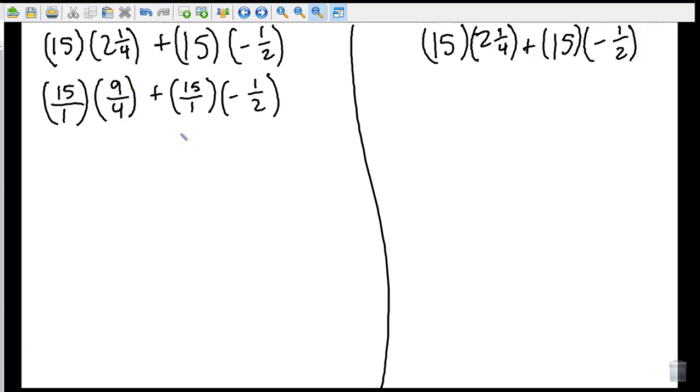15 times 9, 9 times 5 is 45. So I put my 5 here, carry the 4. 9 times 1 is 9, plus 4 would be 13. Okay? Or 15 times 10 is 150, minus 15 is 135. Whichever way you choose to do it, you guys will probably just use a calculator. And then 1 times 4 is 4.